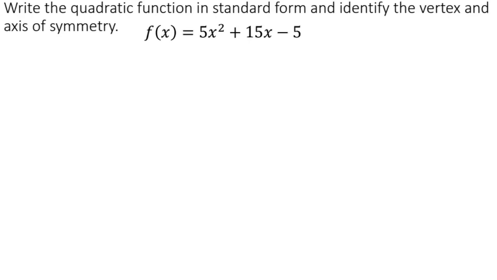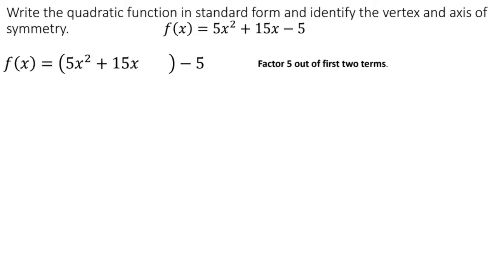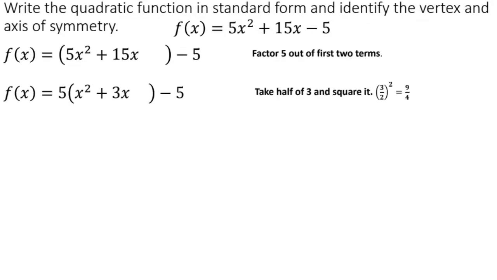Let's look at this function, 5x squared plus 15x minus 5. Let's just go through the process. Again, I'm only going to concentrate on the 5x squared plus 15x. A is not 1, so let's make it a 1 by factoring out a 5. All right, let's go ahead and complete the square. Take half of b and square it.